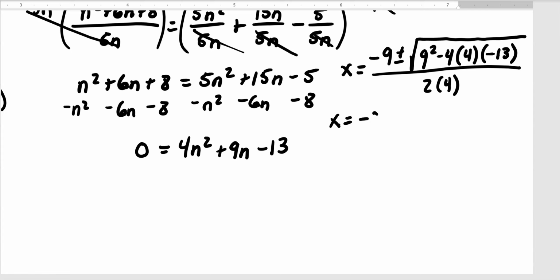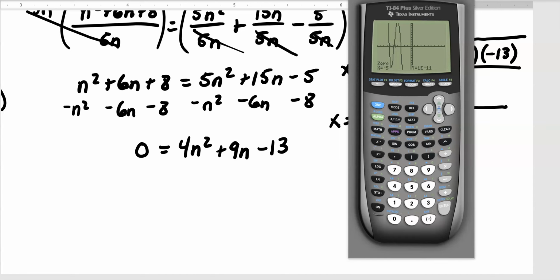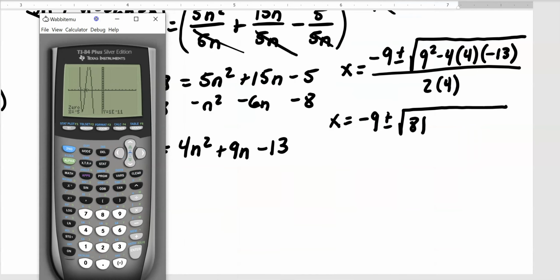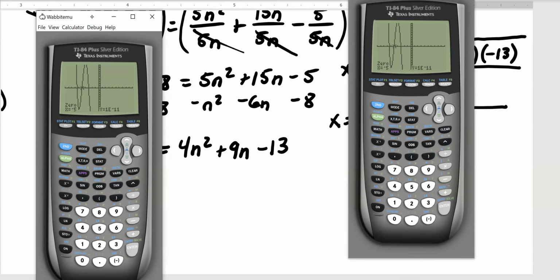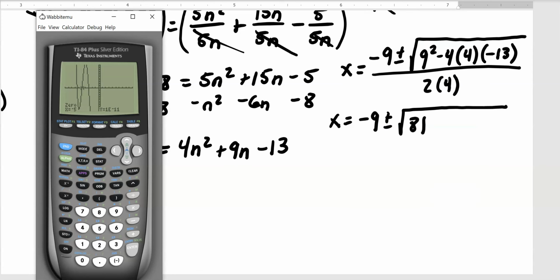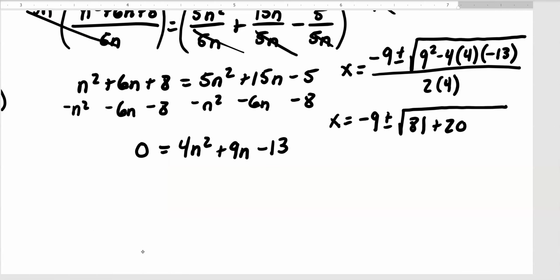So x will equal negative 9 plus or minus the square root of 9 squared, which is 81. Negative 4 times 4 is 16. Now let's see here. I might have to pull up the calculator, huh? So I need negative 4 times 4 times negative 13. That becomes 16 times 13, which is 208. 81 plus 208, divided by 8.